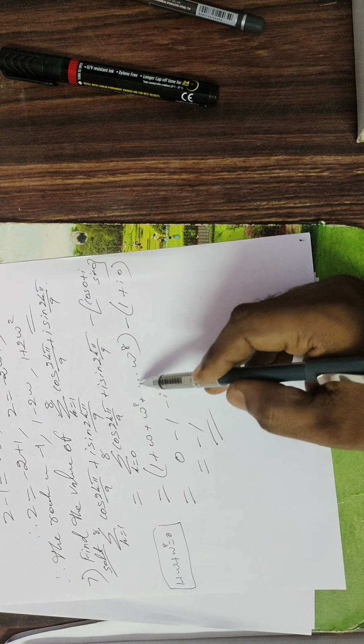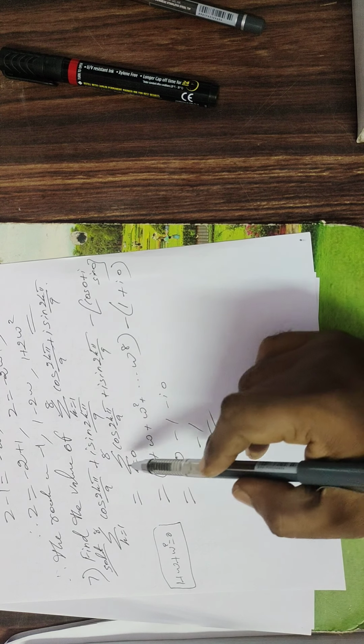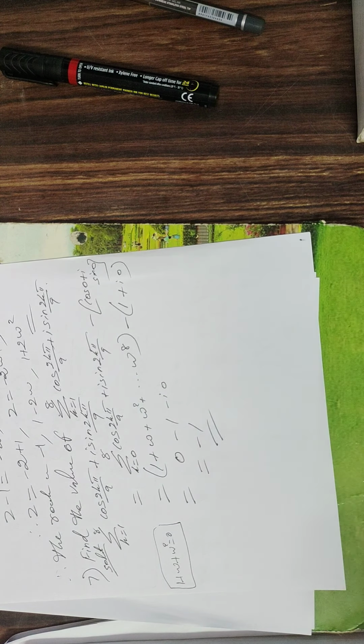It is not 8th root, 9th root. Sorry, the sum of 9th roots of unity is 0, because it runs from 0 to 8, no? So 9th roots of unity.